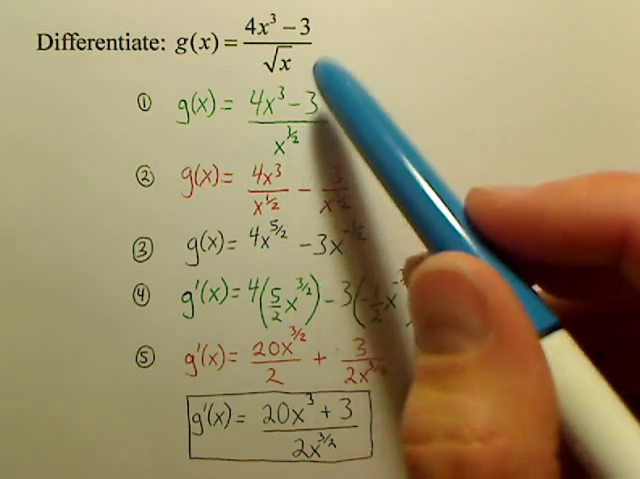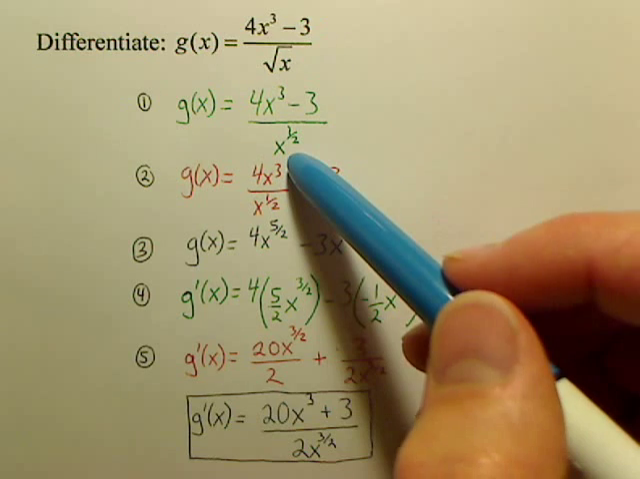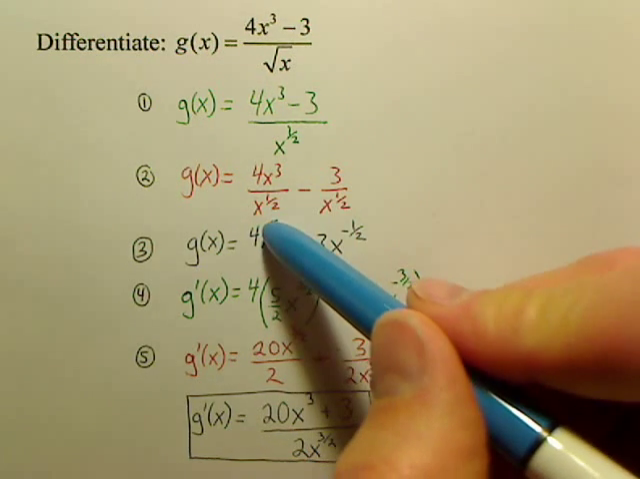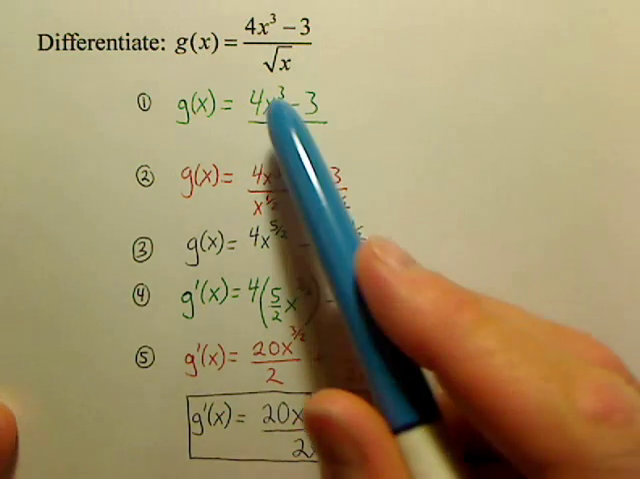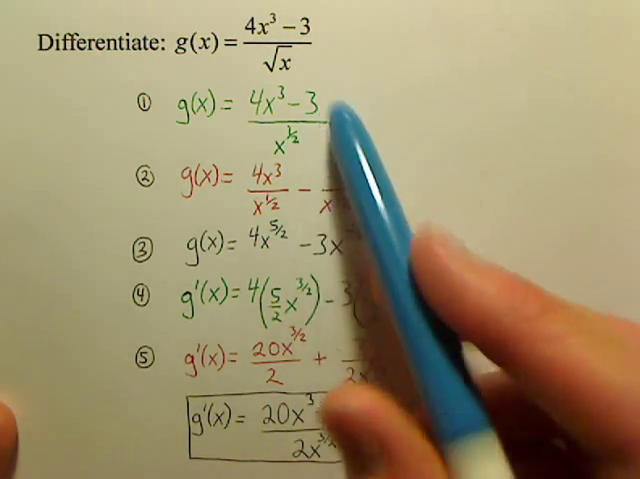Because see here in the green, what I did is I first changed the square root of x to x to the 1/2. Then, do you notice I divided both pieces by x to the 1/2, here in red? So divide each by x to the 1/2. You are allowed to do that as long as you do both pieces.